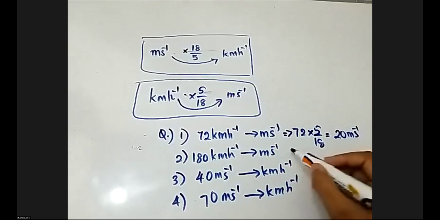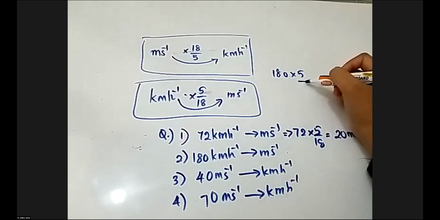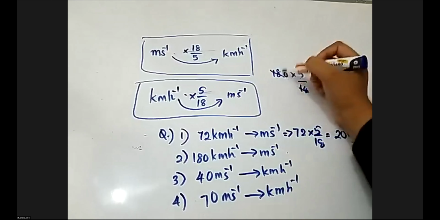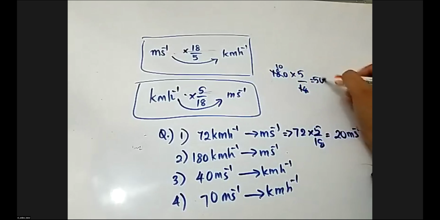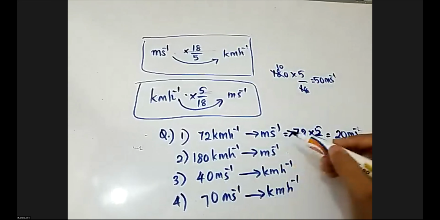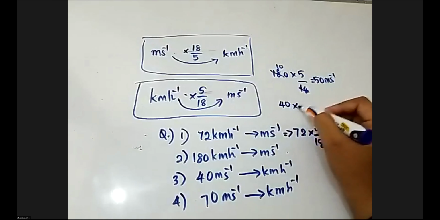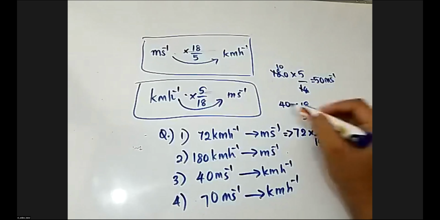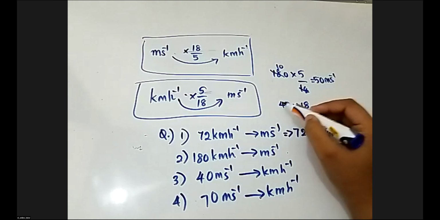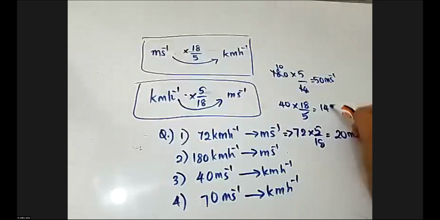Second one's answer. You can take it as 10 into 5 over 18. Now 18 times 1, 18 times 10. You get 50 meters per second. But here, be careful. You should multiply by 18 over 5. 40 into 18 over 5. So 5 times 8 is 40. So 8 into 18, you will get 144 kilometers per hour. Can you understand?